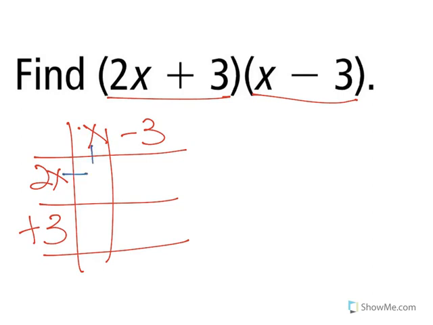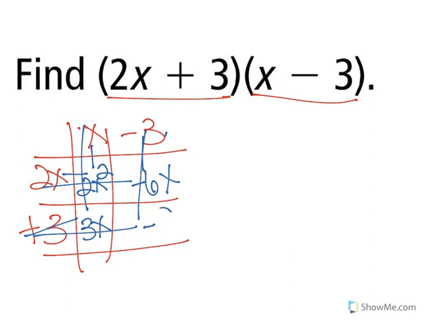So 2x times x, remember it's multiplying, okay? And that would be 2x squared. And then x times 3 is 3x. 2x times -3 is -6x. And then 3 times -3 is -9. Okay? You don't, of course, have to make all those weird lines like that, it's just I'm trying to show you what we're doing.